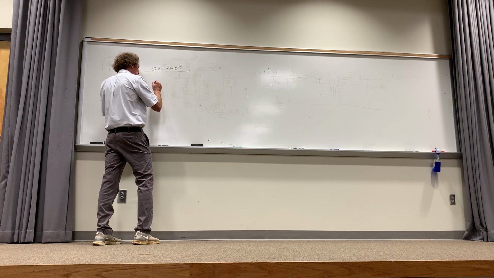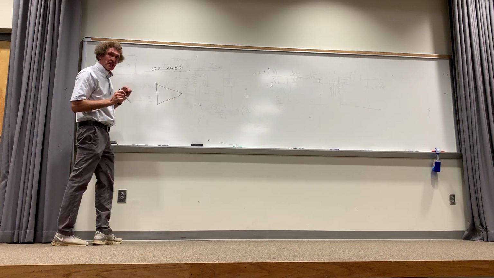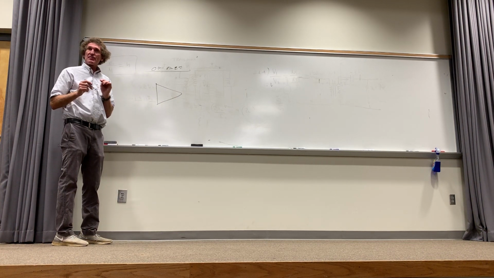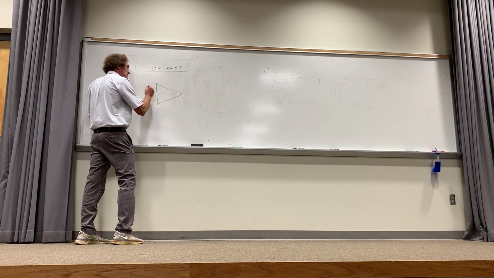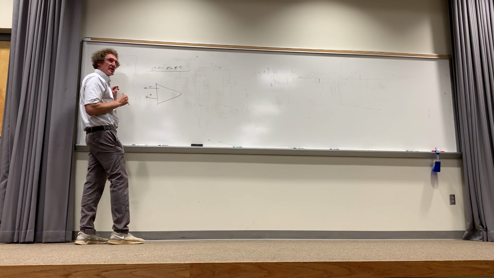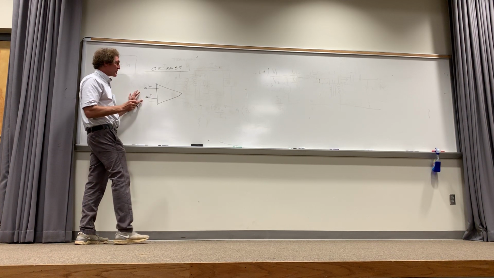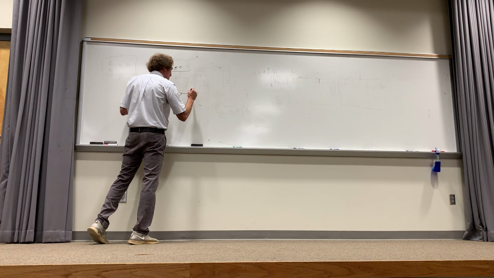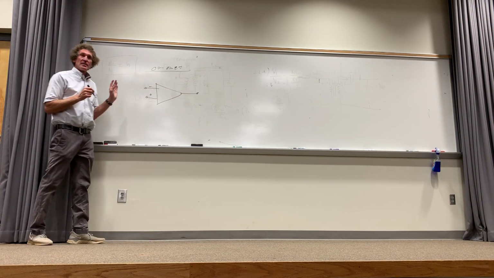What we show you is this. We show you a little triangle. This is an amplifying triangle of sorts. It has a negative terminal here, and it has a positive terminal here. These are the input terminals. They're called differential inputs. Then it has an output terminal here. This is V out.